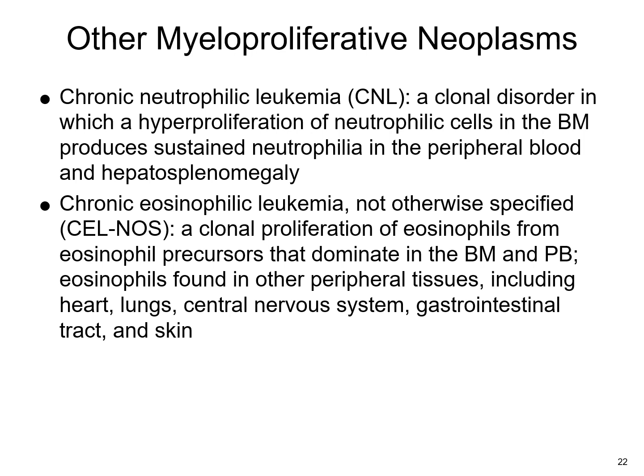With chronic eosinophilic leukemia, not otherwise specified, this too is a clonal proliferation of the eosinophils from the eosinophil precursors that dominate in the bone marrow and peripheral blood. So you can also see the eosinophils in other peripheral tissues like the heart, lungs, central nervous system, gastrointestinal tract, and skin.